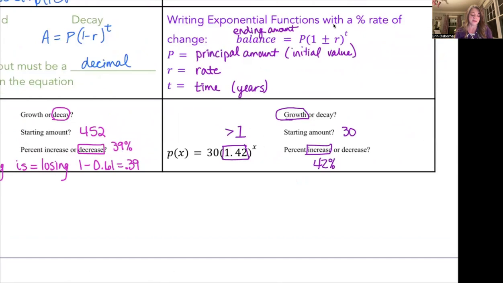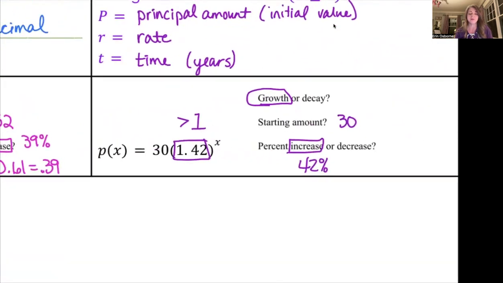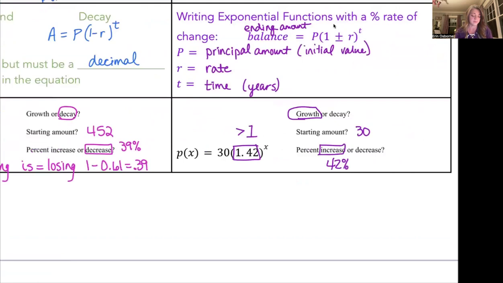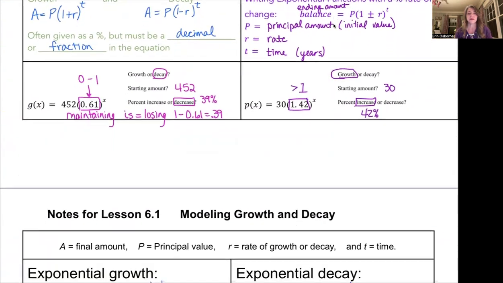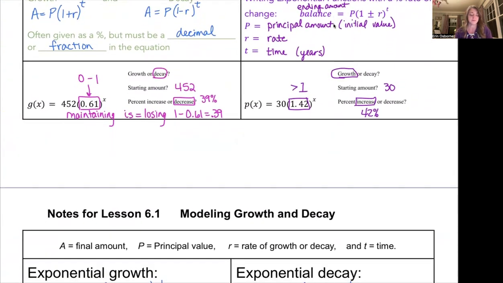And then this next one, because the multiplier is bigger than 1, it is a growth. The starting value of 30 is in front, and it's a percent increase of 42%. You just have to take away the 1 to calculate that. Press pause on the video if you need to. And then get out the second page of notes.